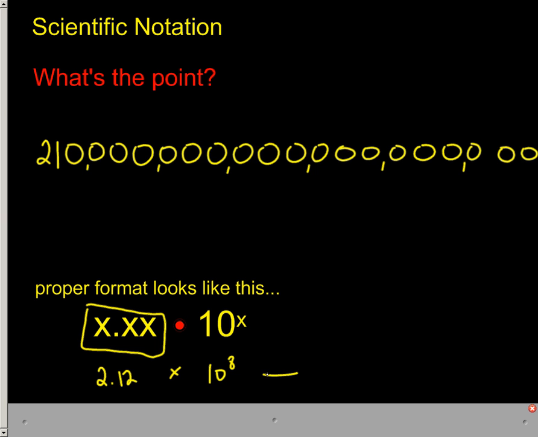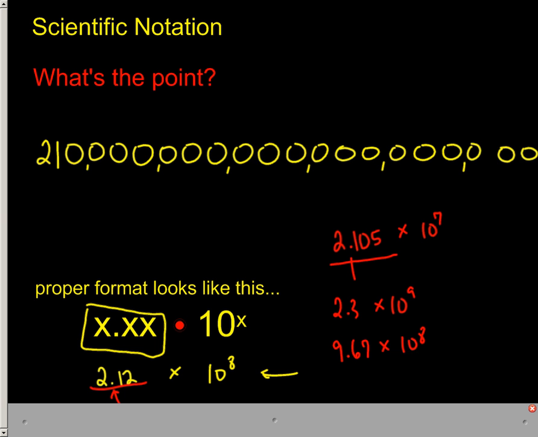This is scientific notation. If you're going to have a decimal in this front number, you have to put the decimal after the very first number that's not 0. And then all the other non-zero numbers just trail along after it. So it could be like 2.3 times 10 to the ninth, 9.67 times 10 to the eighth. How about 2.105 times 10 to the seventh? Right now, the only thing you should really be focusing on is the placement of that decimal.